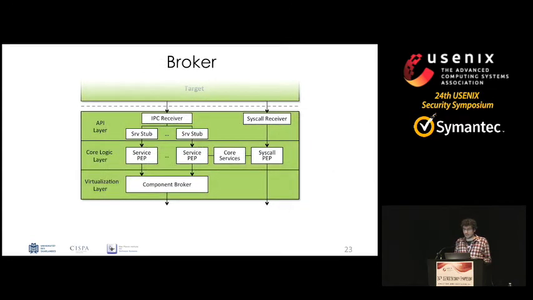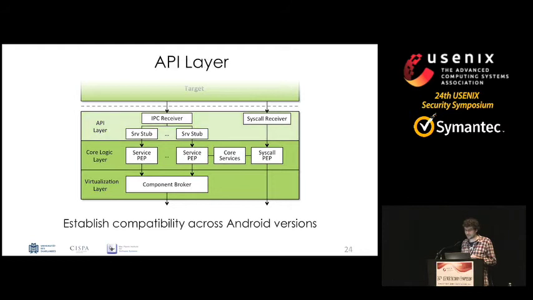OK, now let's have a look at the broker. The broker is organized into three layers, the API layer, the core logic layer, and the virtualization layer. Let's first look at the API layer.